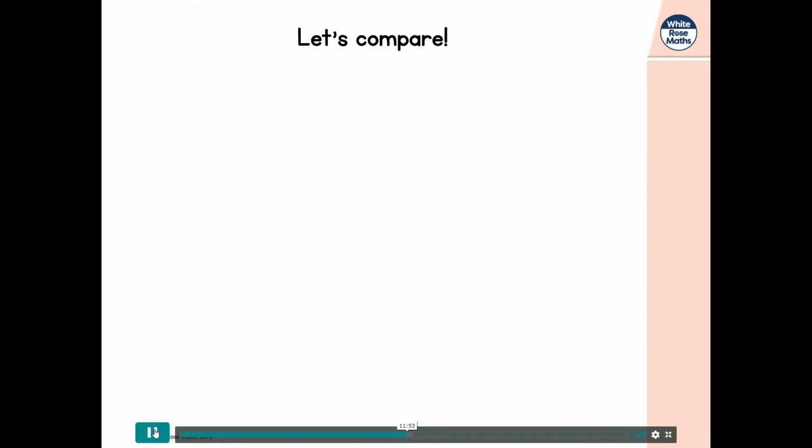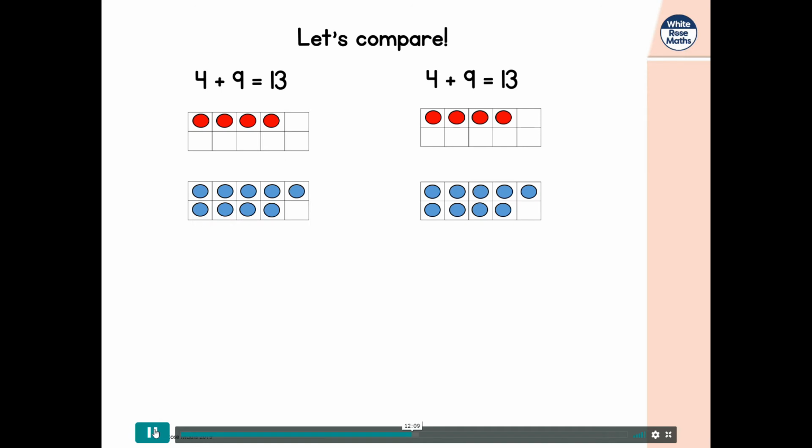Let's compare. We just went through one question, but showing two completely different methods. And I want to take a look at both of those methods and see what's the same and what's different. Here was the question. 4 plus 9, well, equals something, but we found out that 4 plus 9 is 13. We were looking at how can we make 4 plus 9 the same as 10 plus something? Because remember, we were using the make 10 strategy.